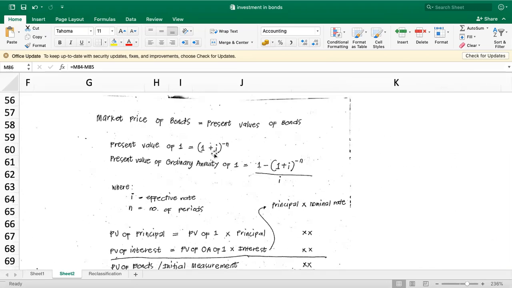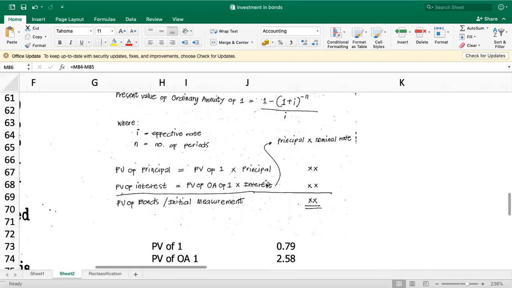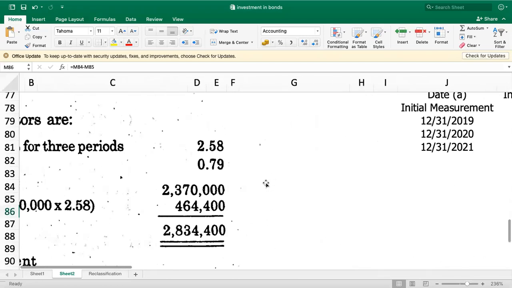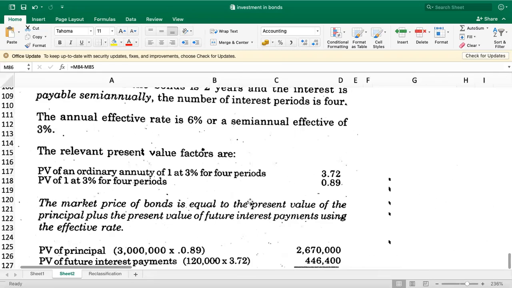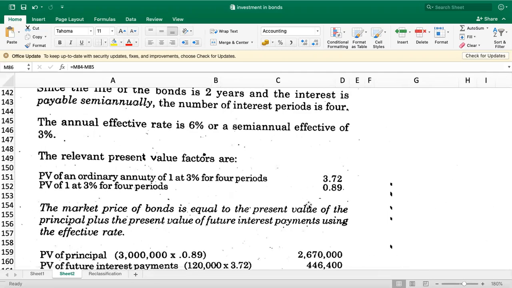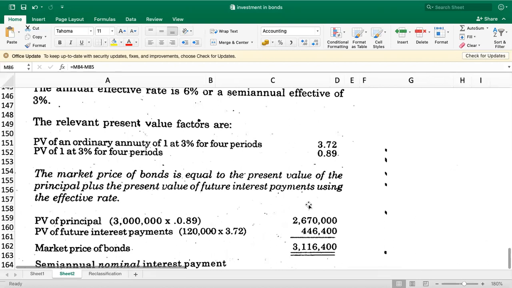So yung gagamitin natin dito, that's 1 plus 3% raised to negative 4. Same dito, 1 minus 1 plus 3% raised to negative 4, divide 3%. Okay, so basically if you try to compute that in your calculator, ito yung lalabas. Ito yung mga PVs natin. Ito, 3.72 for ordinary annuity of 1 and 0.89 for PV of 1 at 3% for 4 periods.